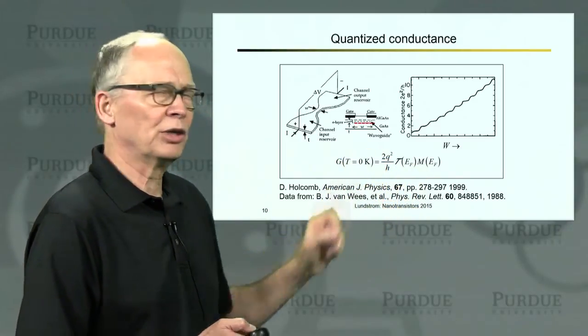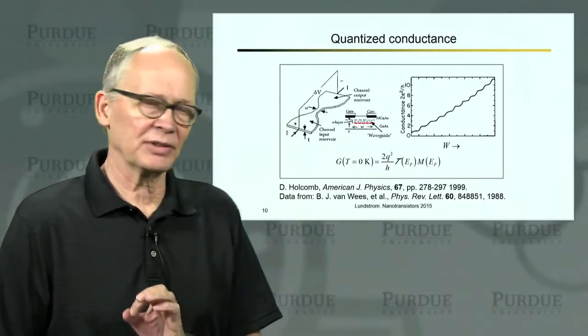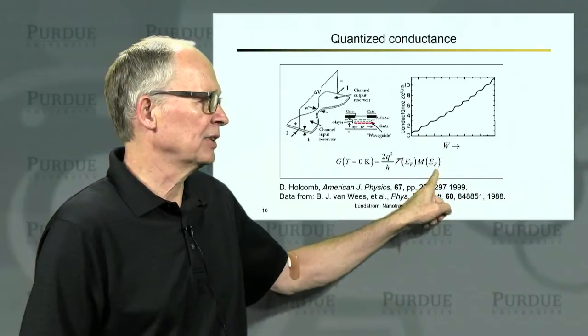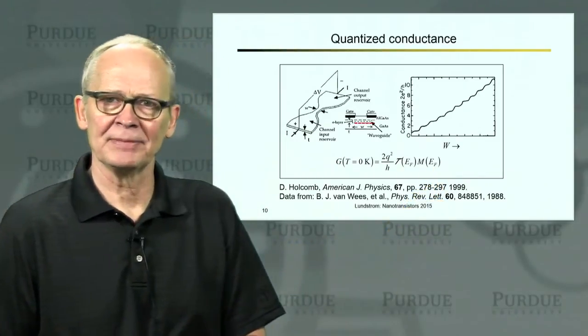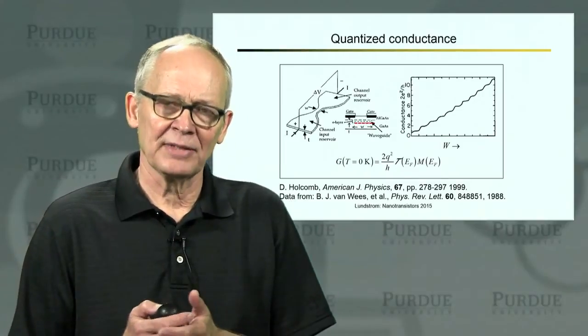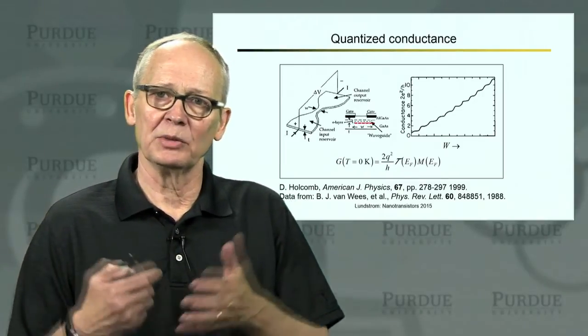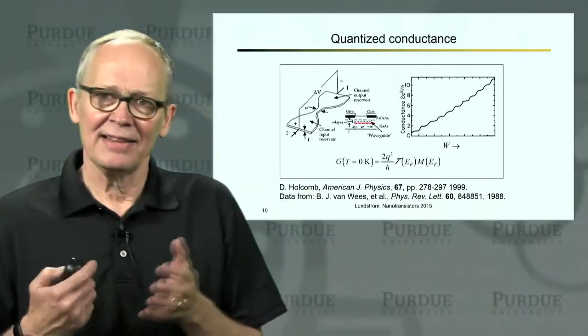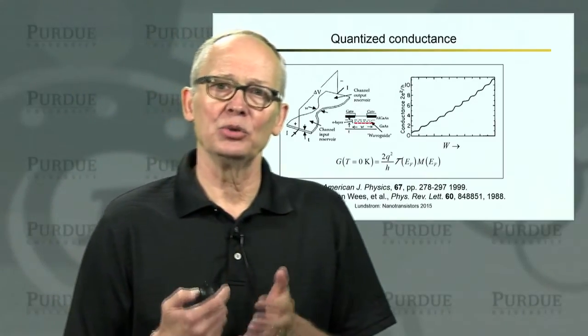It's 2q squared over h, which we call the quantum of conductance, times the transmission at the Fermi energy, times the number of channels at the Fermi energy. Now, in our thinking in this course, the number of channels varies smoothly with the width. If the width is twice as wide, we have twice as many channels. That works as long as things aren't too narrow.